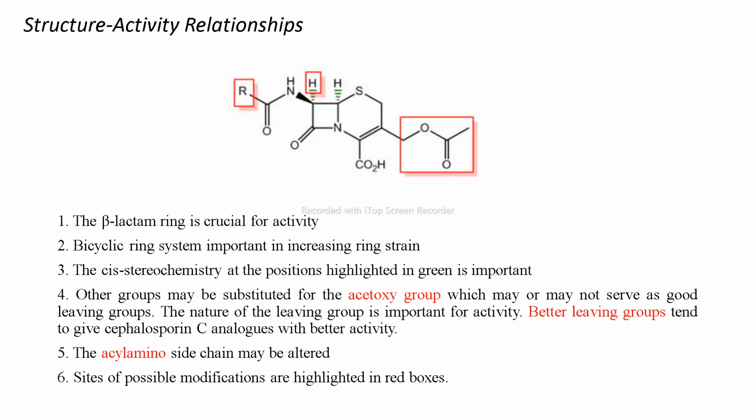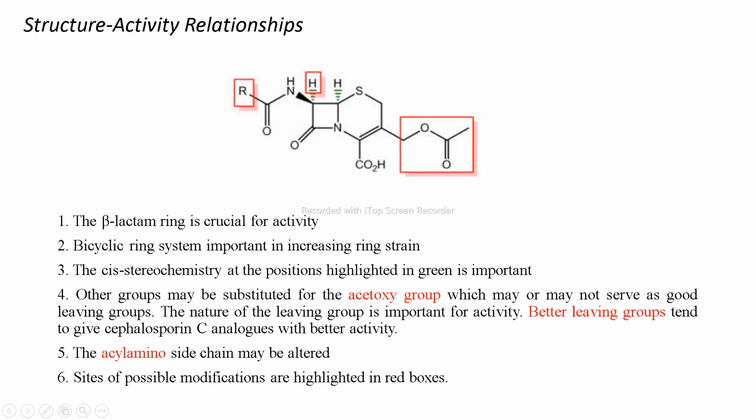A better leaving group tends to give a cephalosporin C analog with better activity. In general, if there is a good leaving group at the C3 position, then it shows better activity because it rapidly forms the cephalosporin C analog. So at the C3 position, the leaving group should be a better one.